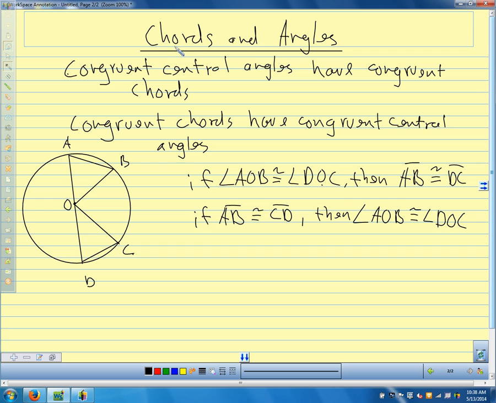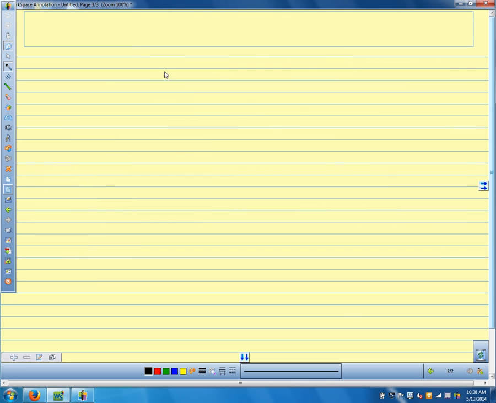And now we want to talk about the chords and the arcs. So we related the chords and the angles, and the angles and the arcs. Now we want to relate the chords and the arcs. Let's talk about how the chords and the arcs are related. Same relationship. The chords are congruent, the arcs are congruent; the arcs are congruent, the chords are congruent.